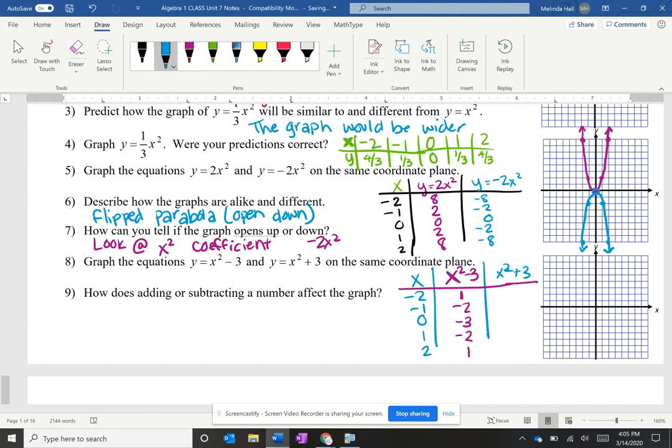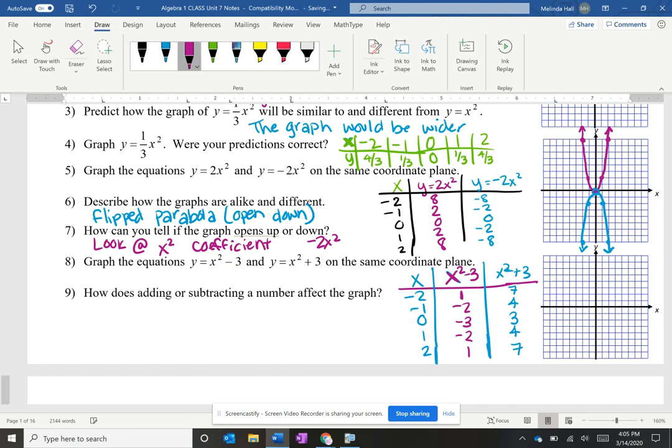And so then for the other one, when we plug it in, negative 2 squared would be positive 4, but plus 3 would end up at 7. When we plug in negative 1, that would be 1 plus 3, which is 4. 0 squared is 0, plus 3 is positive 3. 1 squared is 1, plus 3 is 4. And 2 squared is 4, plus 3 is 7.